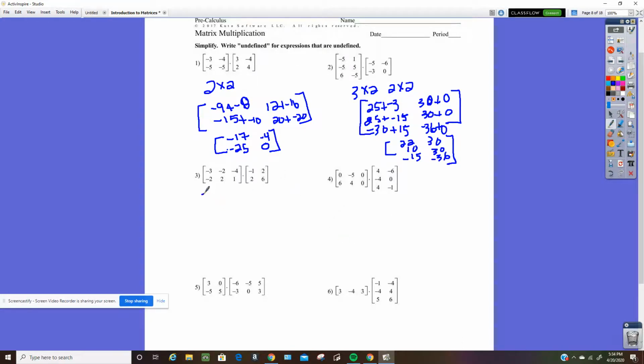Here I have a 2 by 3, and this is a 2 by 2, so this is undefined. You cannot multiply these. And here I have a 2 by 3 multiplied by a 3 by 2. So I'm going to get a 2 by 2.